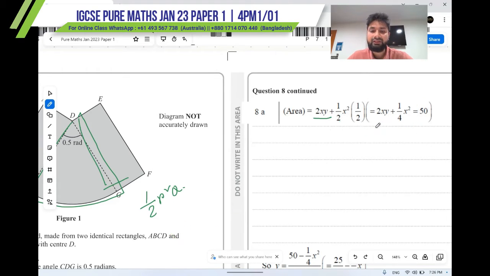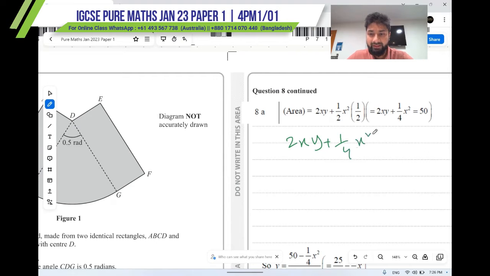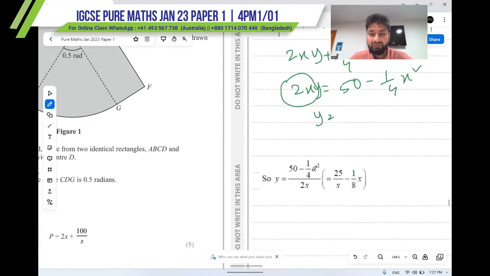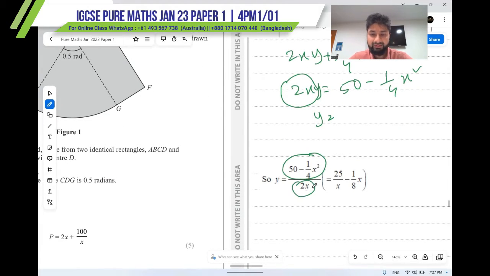From here, we need to make y the subject. How can we do that? We can write 2xy plus 1/4 x squared equals 50. Then we can transfer this 1/4 x squared to the other side. So 2xy equals 50 minus 1/4 x squared. And then to make y the subject, we have to divide the whole thing by 2x. When we divide everything by 2x and simplify, we get 25 over x minus 1/8 x.